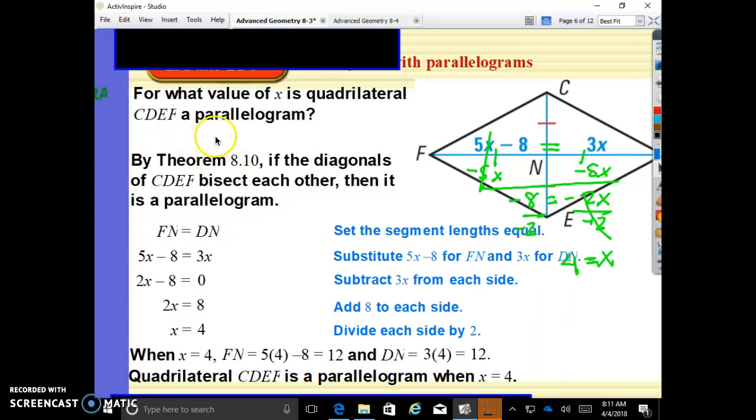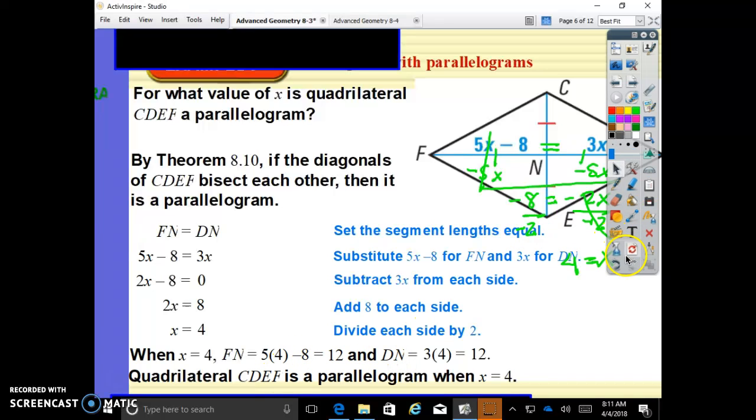So by theorem 8.10, if the diagonals bisect each other, then it's a parallelogram. When x is 4, you're going to get that FN is 12 and DN is 12. The quadrilateral is a parallelogram when x is 4.